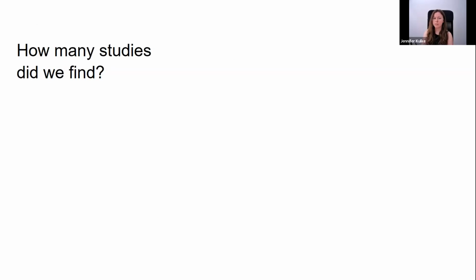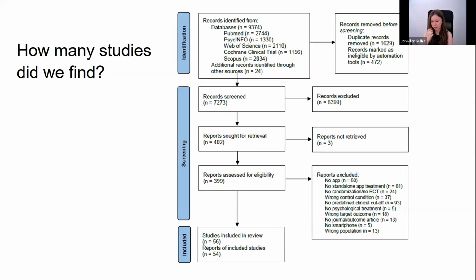So how many studies did we find? Including the prior meta-analysis and the search from our new meta-analysis, we found in total around 9,000 records and included 56 studies, which resulted in 54 reports in total. The main reason for exclusion was that it wasn't a standalone smartphone app treatment, and there was no predefined clinical cutoff.